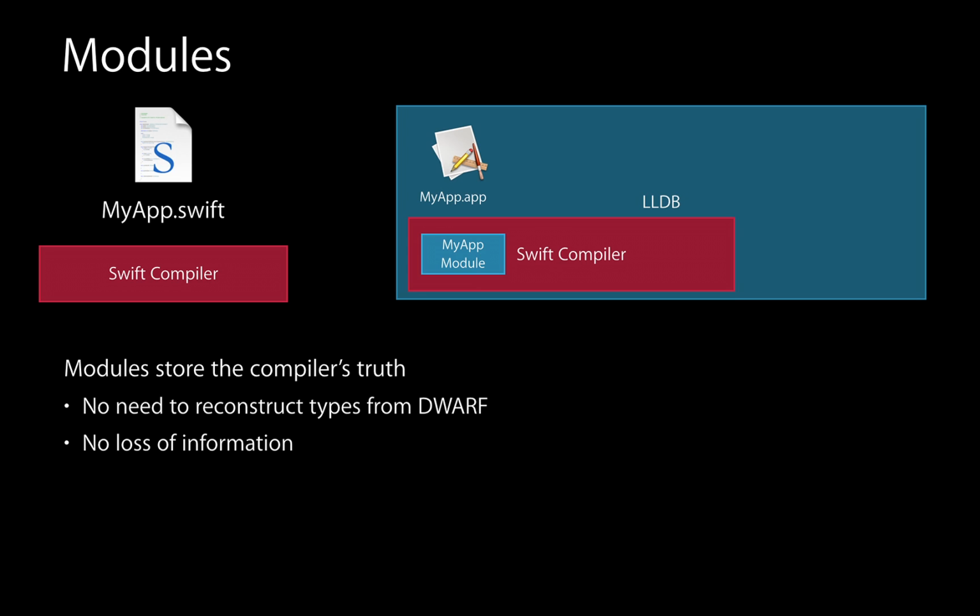So Clang has an understanding of the type system of your app. It takes that understanding, it translates it into a different format, dwarf. The debugger, lldb, then ingests that dwarf information, and it has to recreate an understanding of the type system of your app. The way lldb does that is it generates Clang types out of dwarf.